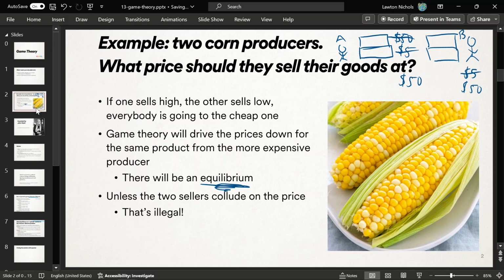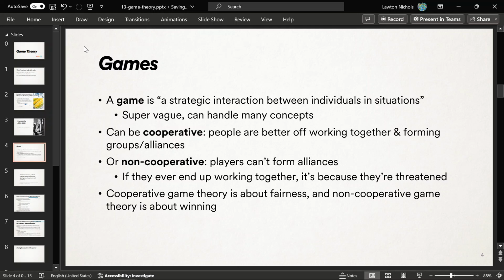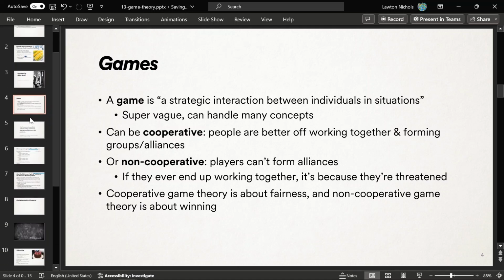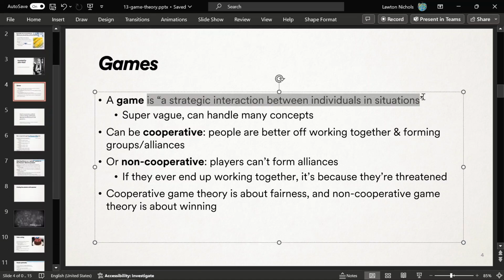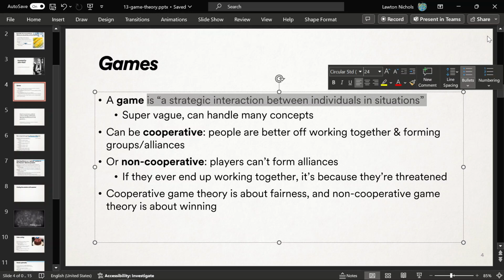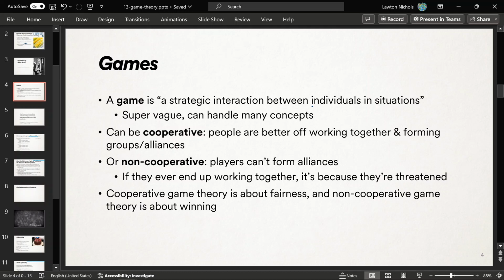All right. So let's define games, because it might seem that selling corn doesn't seem to be a game to you, right? So a game, as far as game theory is concerned, is just a strategic interaction between individuals and situations. So it's very vague. So you can see how playing a board game as well as selling corn is a game to game theorists. And so interaction between individuals, so individual people playing this game in situations. They're getting into trouble or something. So it can handle a bunch of different concepts that you can throw at it. A lot of things are games, like, I don't know, you doing work in this class is technically a game to game theory. Right?